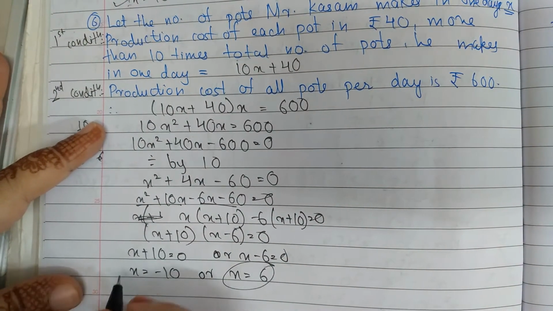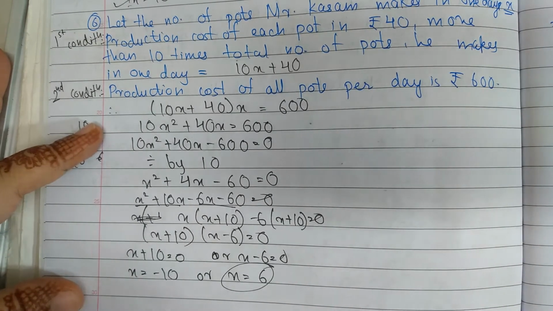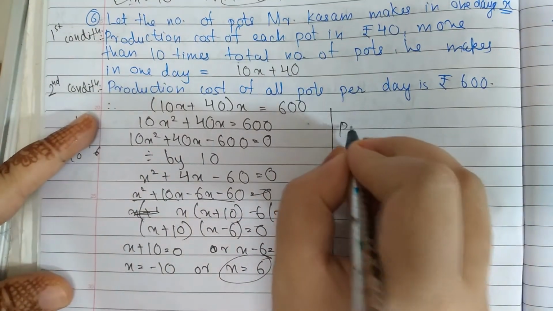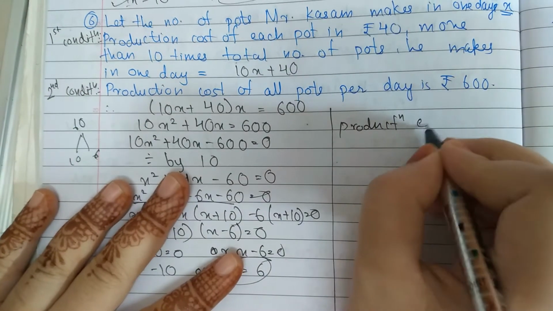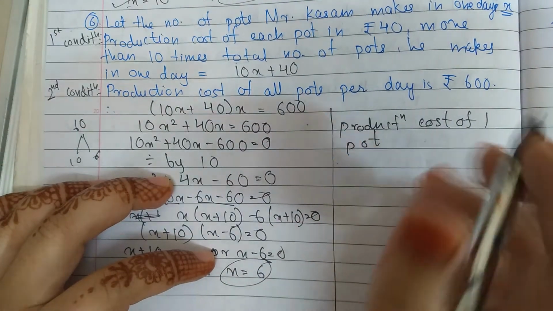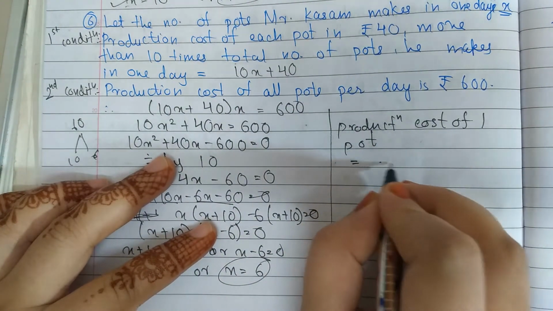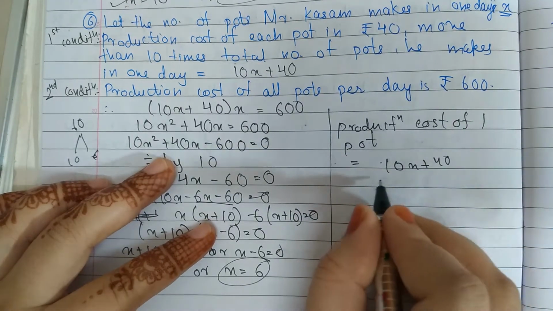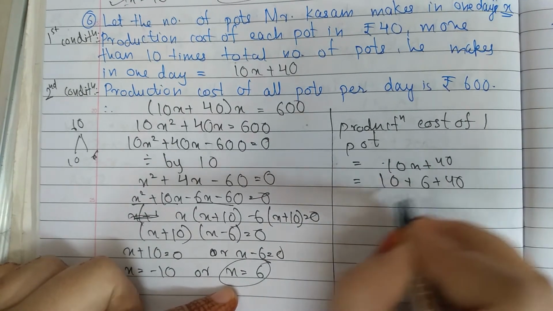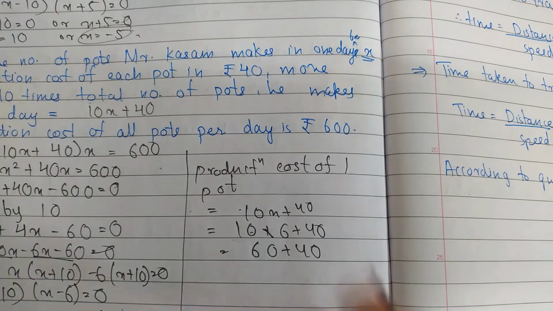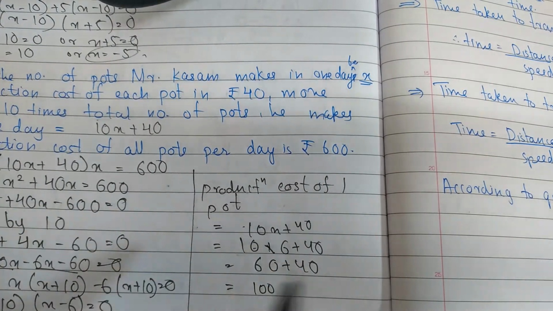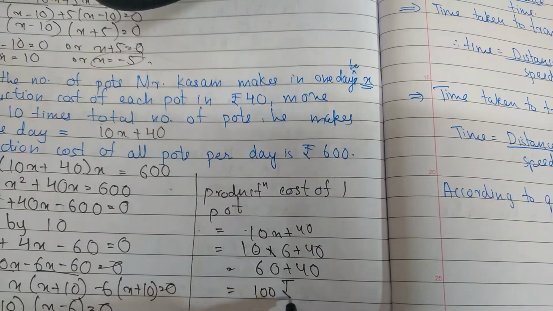Now we have to find the number of pots and the production cost of one pot. The production cost of one pot is equal to 10x plus 40. Now we put the value of x, that is 6. So 10 multiplied by 6 plus 40. The production cost of one pot will be 60 plus 40, that is 100, and the number of pots will be 6. So the cost is 100 rupees.